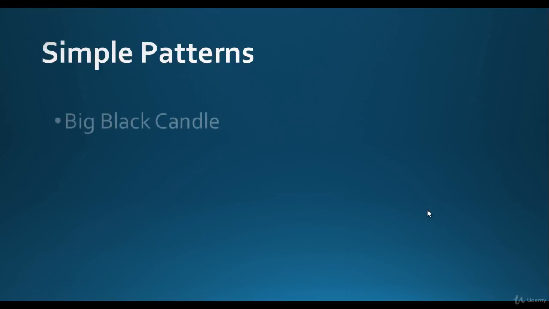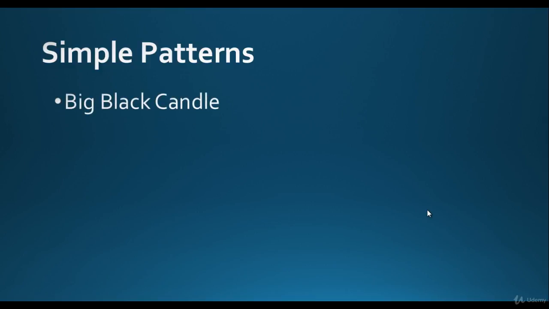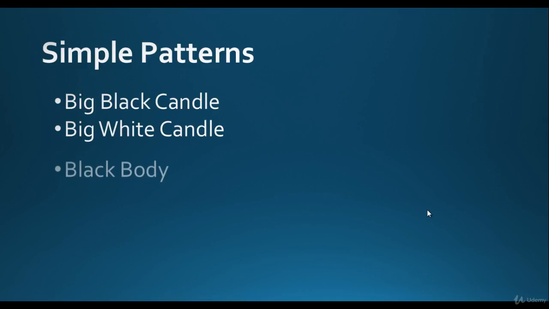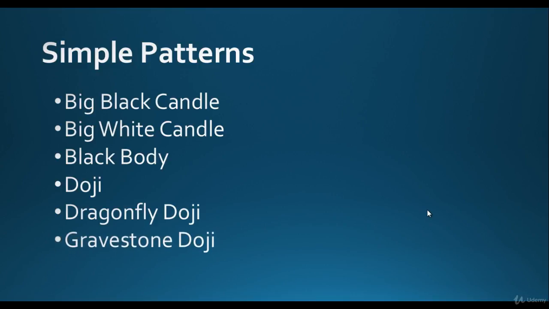In the simple patterns, we will discuss big black candle. This is the candle that changes the game plan completely. Then we will discuss big white candle, the power of it, black body, doji candle, the candle that spins the game, the trading plan, dragonfly doji, gravestone doji. So they are all different dojis. And long-legged doji. If it happens on the bottom, it completely changes the trend from the fall till the uptrend.